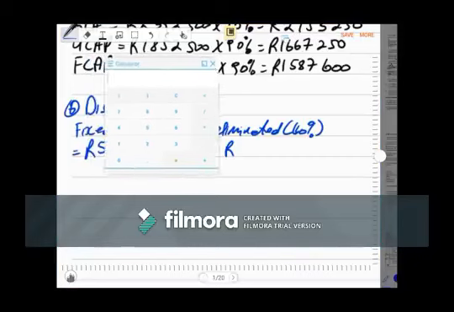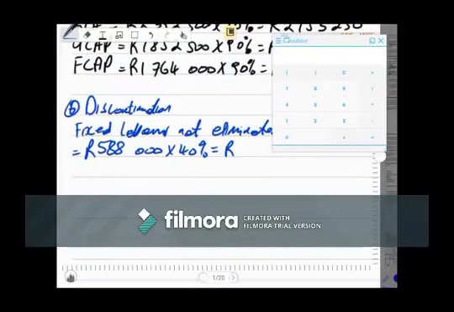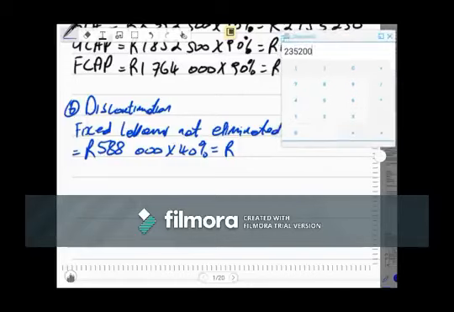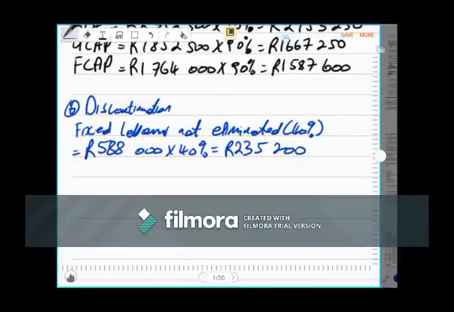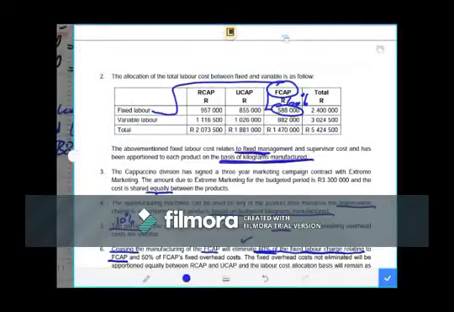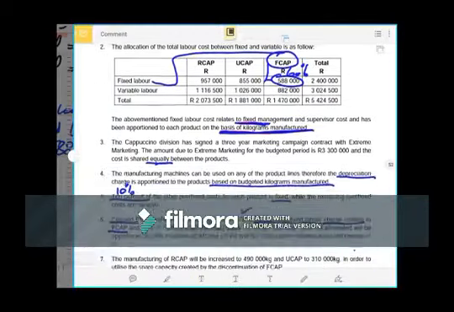And what to do with the remainder of the cost of fixed labor that was allocated to the flavored cappuccino. 588,000 times this by 40%. Therefore, now this gives me 235,200. This is the fixed cost that will remain. Then the question is how to allocate this fixed cost, because previously it was already allocated for us. Then let us read further and see what else this sentence has for us.